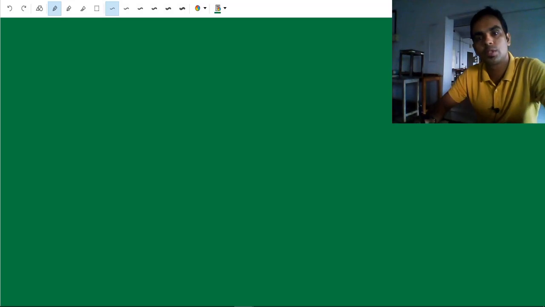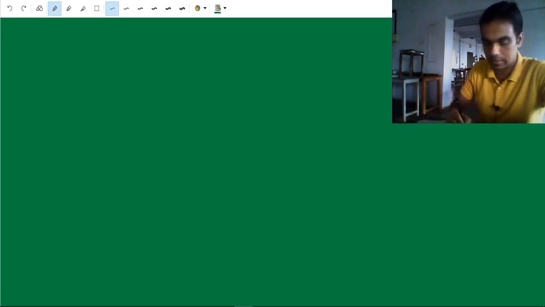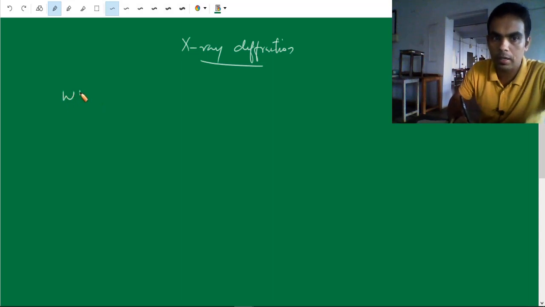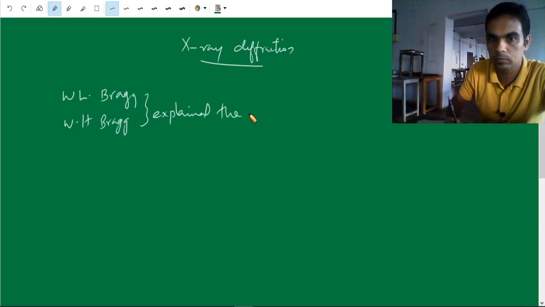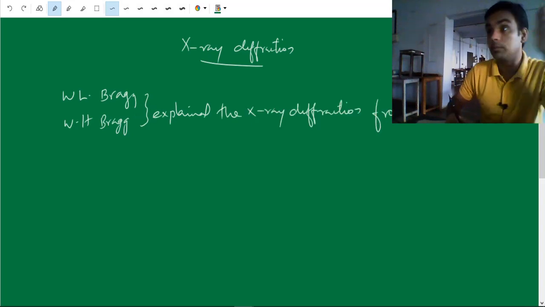Hello, today we are going to talk about X-ray diffraction from crystals. W. L. Bragg and W. H. Bragg explained the X-ray diffraction from crystals. Suppose that the incident beam is reflected from parallel planes of atoms in the crystal. Each plane reflects only about 10 raised to minus 3 to 10 raised to minus 5 fraction of the beam.